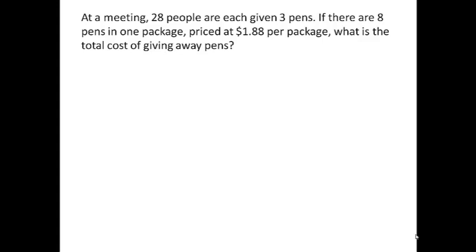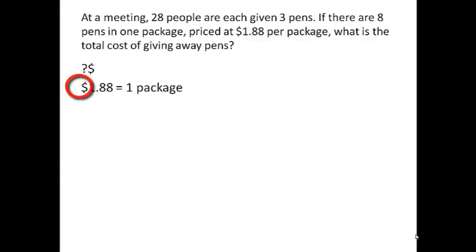Our process is going to be the same thing. First thing I want to do is identify what I'm looking for, and what I'm looking for is cost, which is money. I know a lot about money in my head, but the first thing I'm going to do is check my problem and see what the problem tells me about money. And in this case, it tells me that it is $1.88 for one package. I have already found the unit I'm looking for, which is the money.